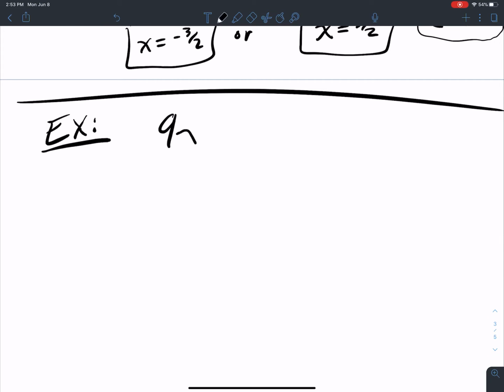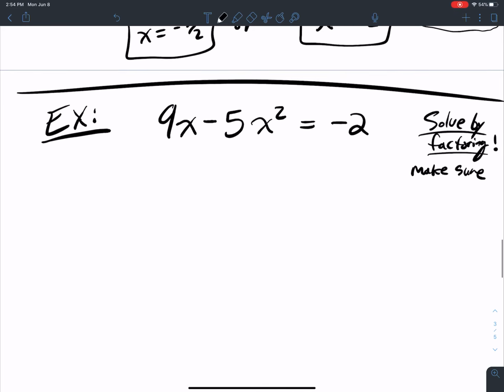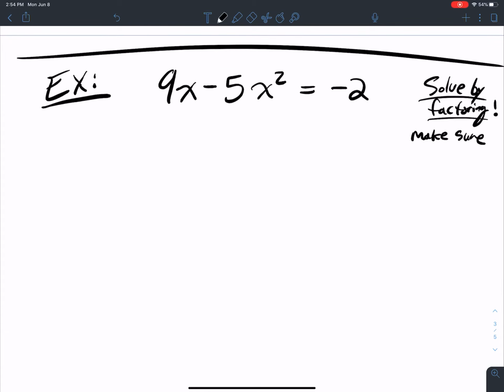I have 9x minus 5x squared equals negative 2. Okay, now, if you're going to solve by factoring, guys, the first thing you've got to do is make sure it's something set equal to 0. That's the first thing. Make sure it's something set equal to 0. Then factor.